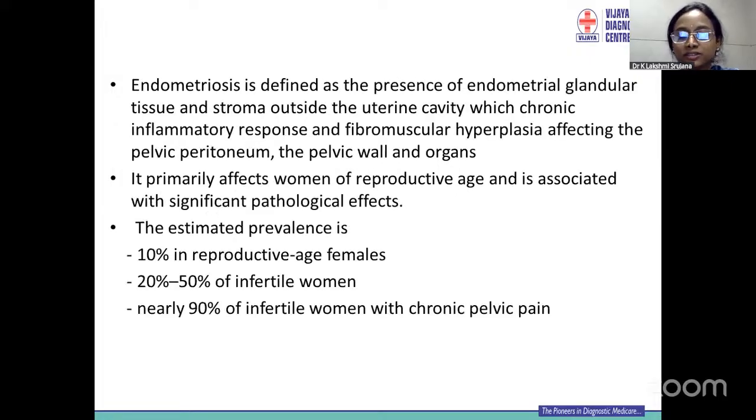What is endometriosis? It is defined as the presence of endometrial glandular tissue and stroma outside the uterine cavity, which occurs due to chronic inflammatory response or fibromuscular hyperplasia affecting the pelvic peritoneum, pelvic walls, and the organs. It usually affects women of reproductive age group and is associated with significant pathological effects. The estimated prevalence is approximately 10% in reproductive age females. Nearly 90% of infertile women with chronic pelvic pain also suffer from endometriosis.